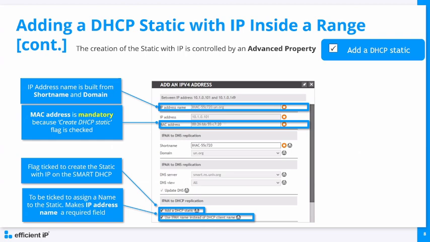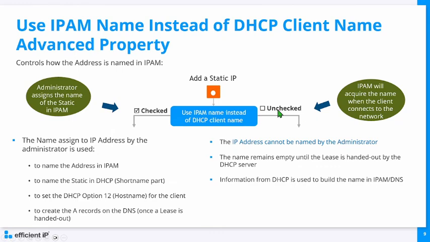When this IP address is replicated to DHCP as a static with IP, you will not see the name also. The name will actually be provided when the client lists the IP and the client sends the DHCP option client name. So the client will send his name when he lists the IP, and the name will be used for the IP address in IPAM. So that is what they mean by unchecked.